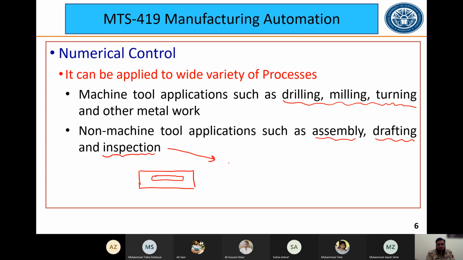So you can probably use a camera to take a photograph of the part which you have made, and then it can be analyzed if the quality of the surface or something like this is good enough to pass that object. So this is how the inspection can be done automatically with the help of any CNC machine application.